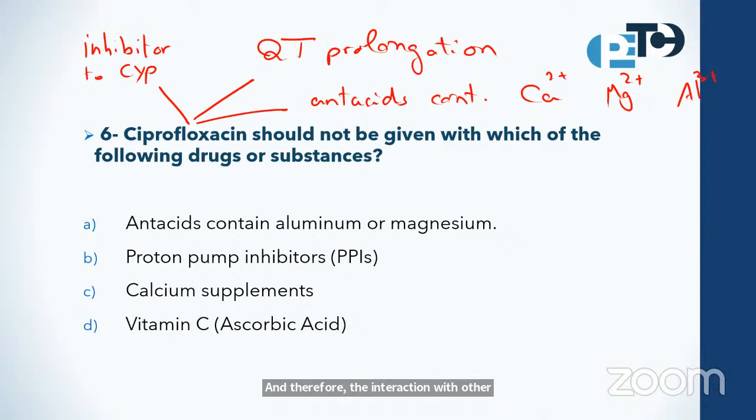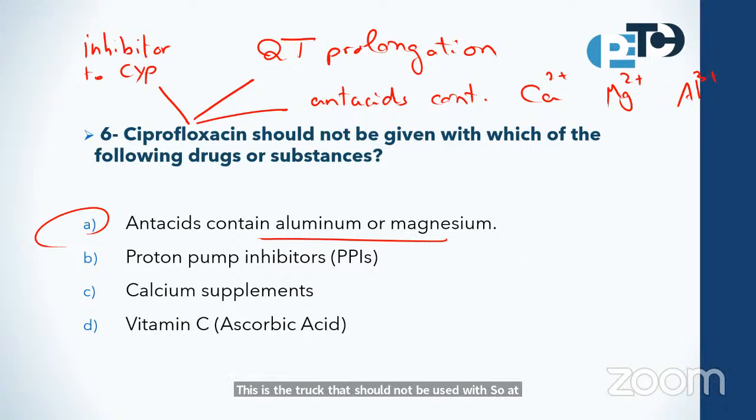and therefore the interaction with other drugs, mostly through those three pieces of information. Here we have antacids containing aluminium or magnesium. This is the drug that should not be used with ciprofloxacin at the same time. What you will do is make a separation between doses. Take ciprofloxacin at one time and the antacid at another time.